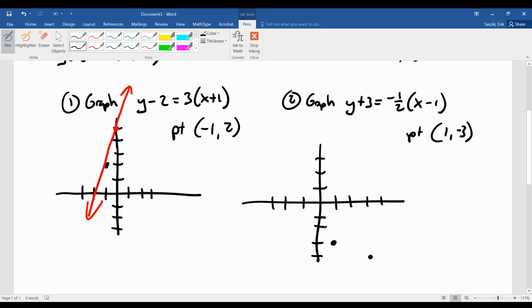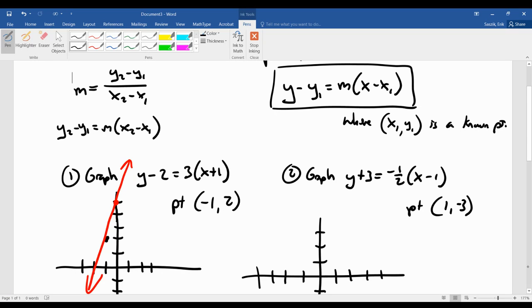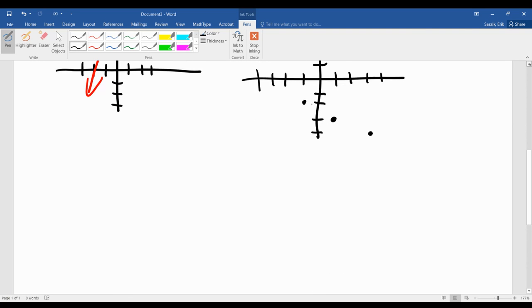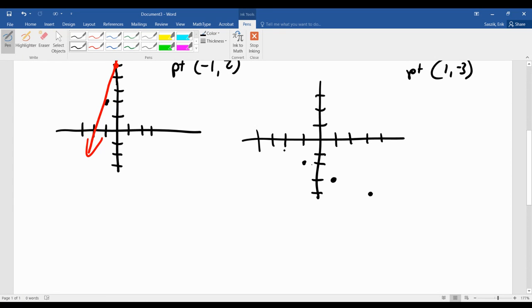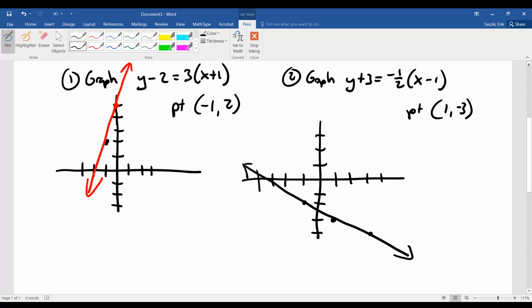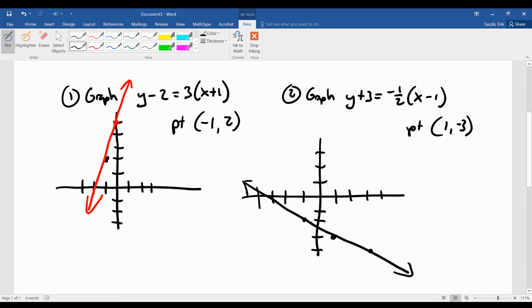Or I could go backwards. I could go up 1, left 2. Okay, it doesn't matter. Whoops, a little bit sloppy there, but here, let me fix that. I don't like it. Don't like it one bit. But yeah, we would just connect this. That's a little bit better. And there is the graph of that line. Okay? Find the point that makes both sides equal to 0, and then from that point, you need to move with the slope.